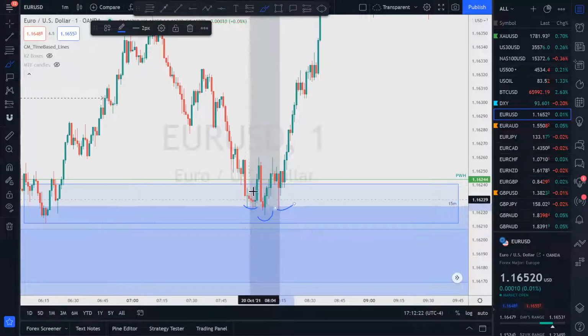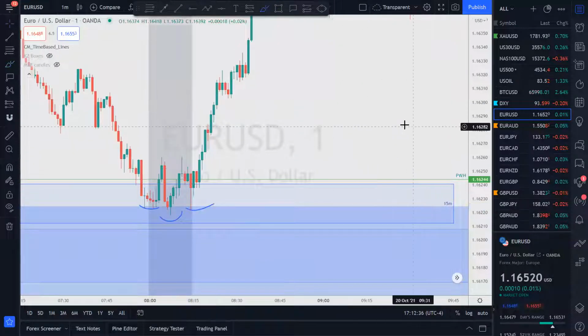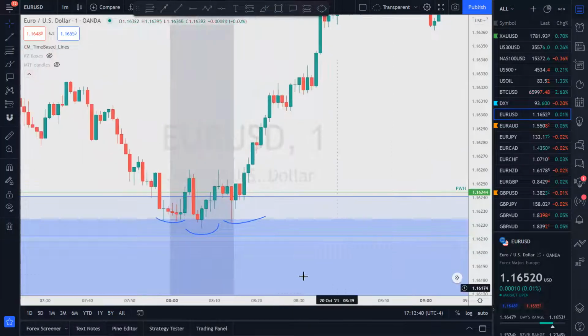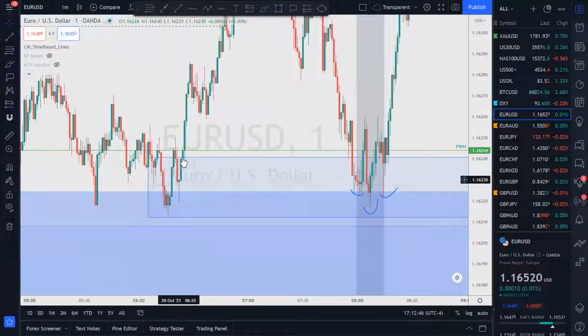Call it a quasi, call it inverted head and shoulders, call it whatever you want. Low, lower, higher. This is the sign of a reversal. This is the sign that price is transitioning from bearish momentum to bullish momentum. And you want to wait until price comes to your POI.